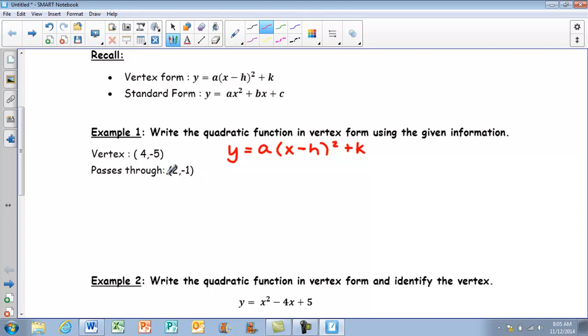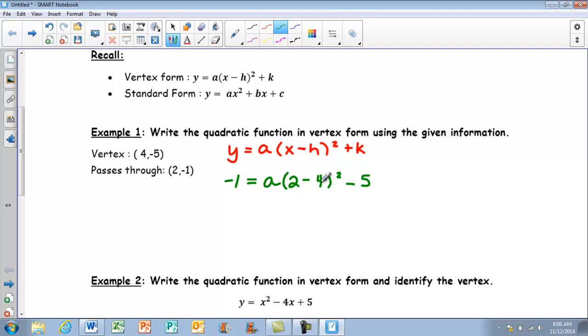The point that it passes through, we're going to take that negative 1 and plug it in for y. Then my a value is going to stay. Your 2 is going to go in for the x. And then we're going to take the values for our vertex and plug those in. So x minus 4 squared, oops, sorry, this should be minus 5. From here we can go ahead and solve.